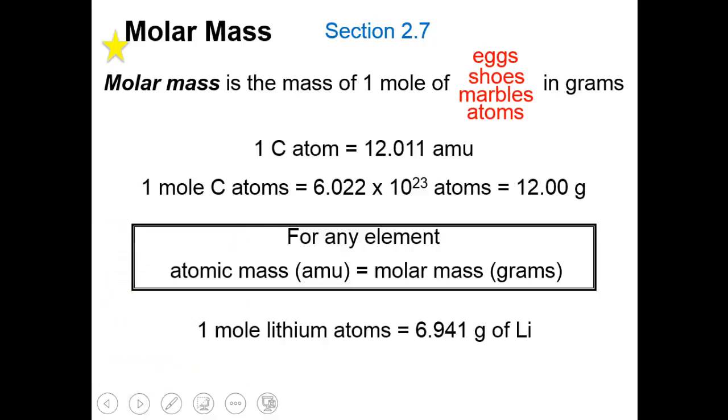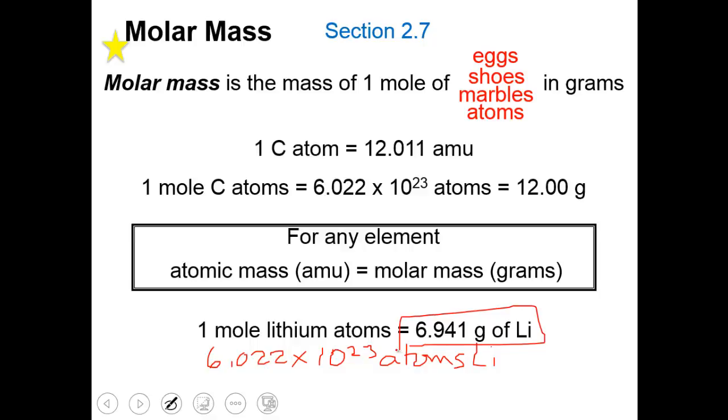Let's get our pen back. 1 mole of lithium, if we were to look it up on the periodic table, will weigh 6.941 grams. Okay, and so if we count it out, which we don't want to, 6.022 times 10 to the 23rd atoms of lithium, all we have to do is go into lab and weigh out 6.941 grams of lithium from the jar, and this is how many atoms of lithium we have counted out.